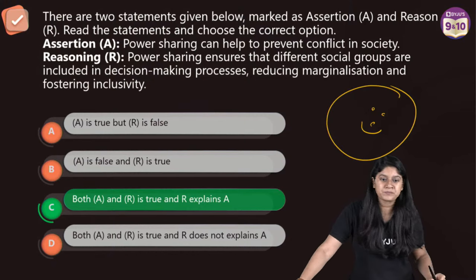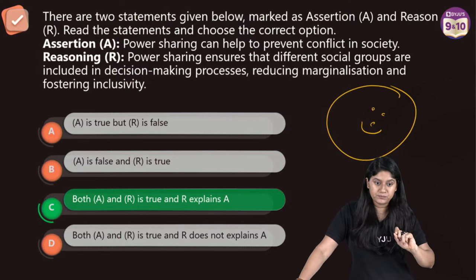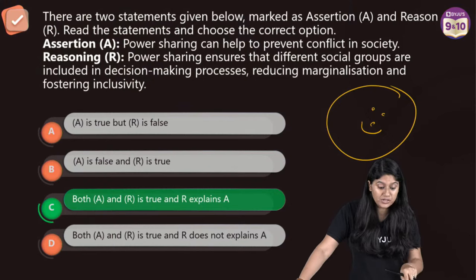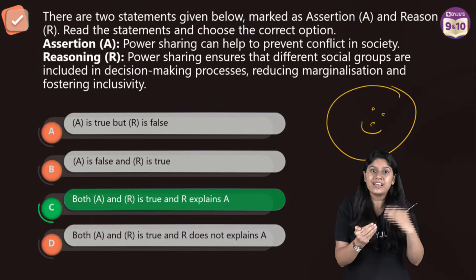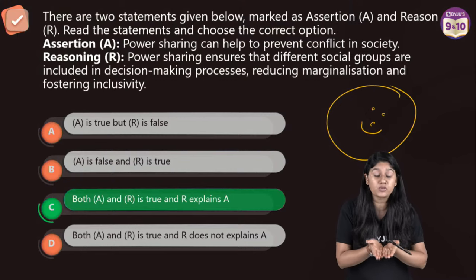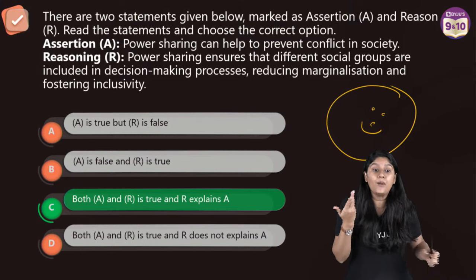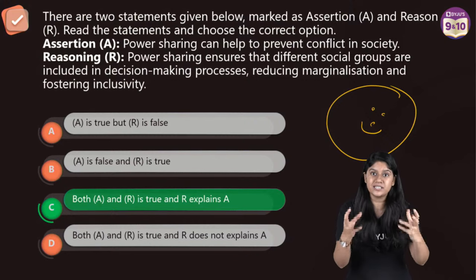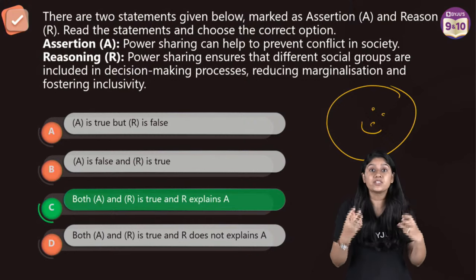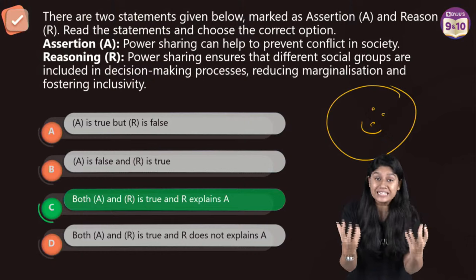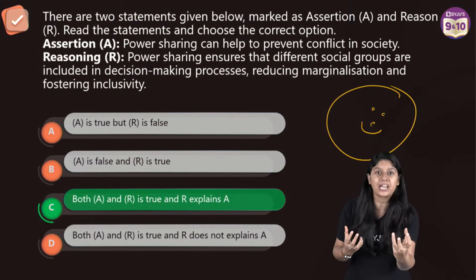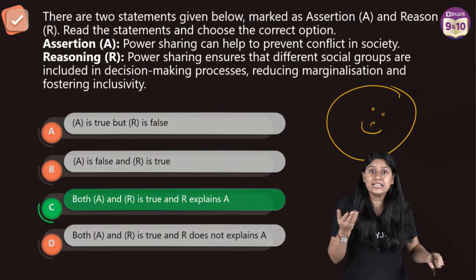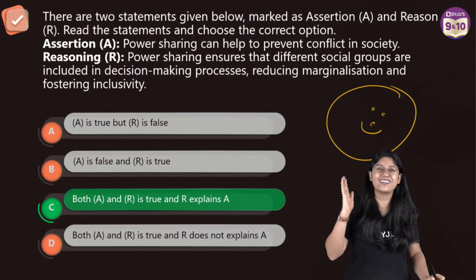Easy question. Okay. Why not D, bachche? Because the reason is a correct explanation. The question is asking why the power sharing actually helped to reduce the conflict between the society. How does it do that? Because power sharing assures that the people are sitting and discussing, they have their opinion, they are participating in making a decision together. And hence, we can clearly say that the reason is the correct explanation.